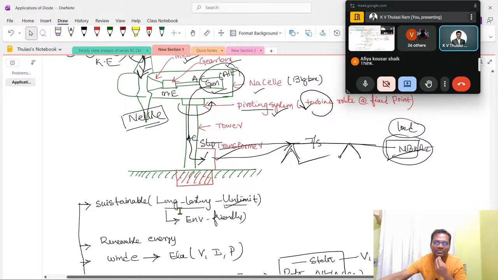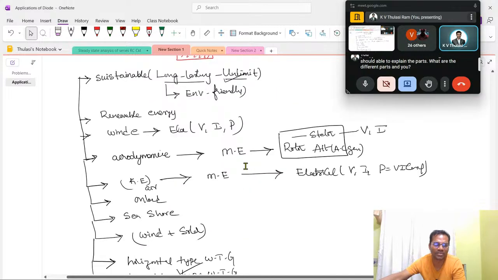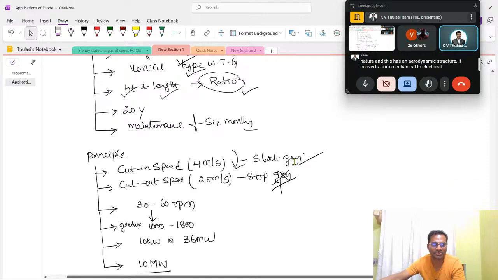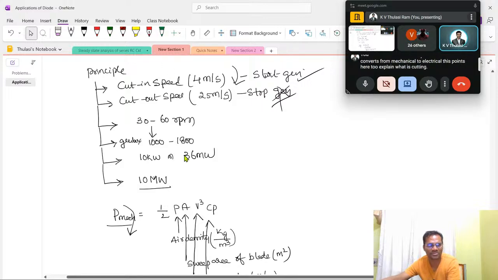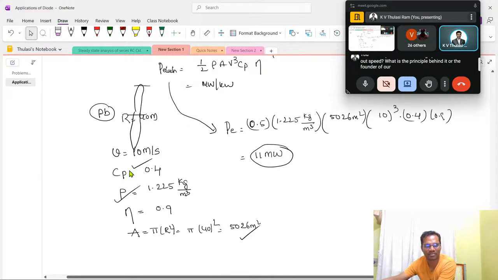Okay, so I don't say to you to remember all the things. If the examiner asks you to explain about the wind turbine plant, you should be able to draw this diagram. You should be able to explain the parts. What are the different parts? This is sustainable, this is renewable in nature, and this has an aerodynamic structure. It converts from mechanical to electrical. These points you have to explain. What is cut-in speed, what is cut-out speed, what is the principle behind it, what is the formula for mechanical power, and what is the formula for electrical power. You should be able to explain.